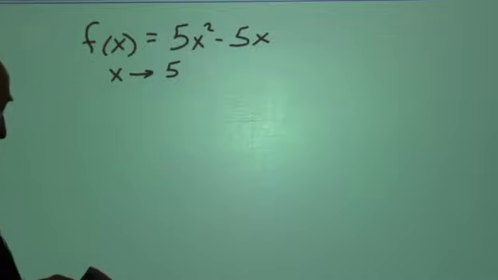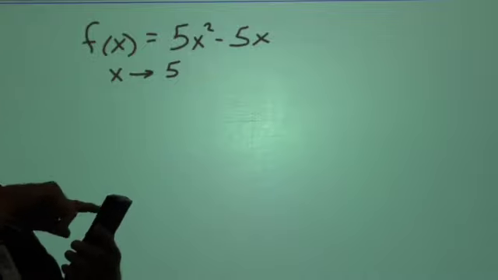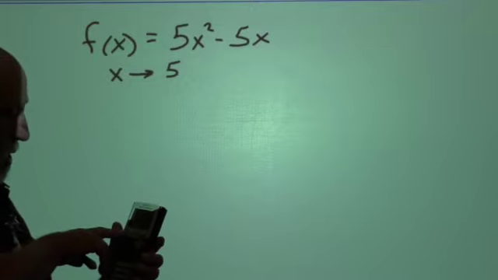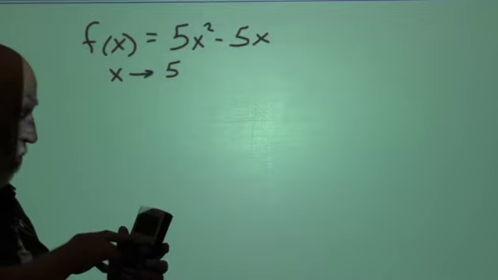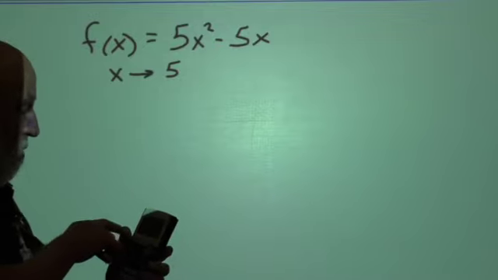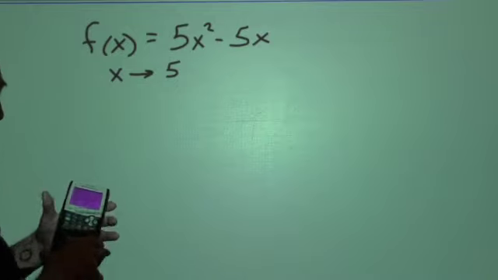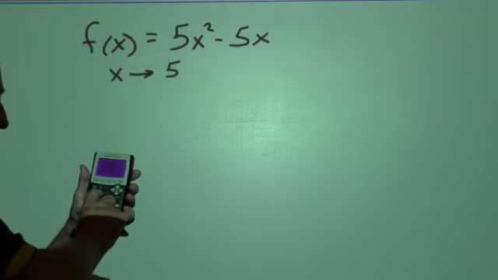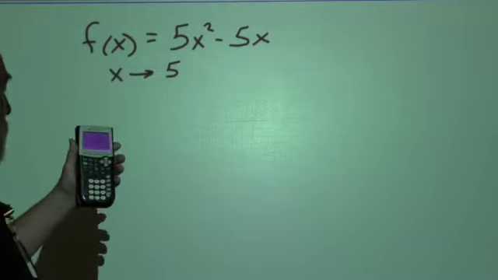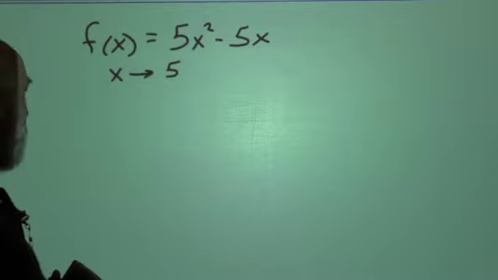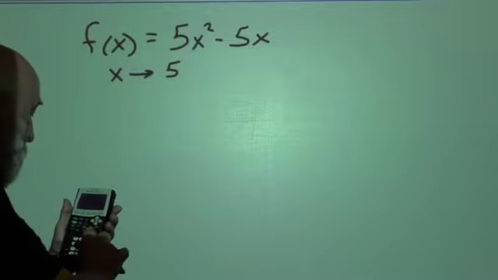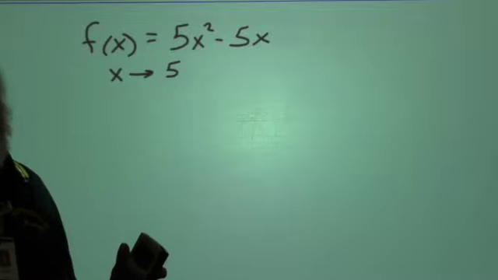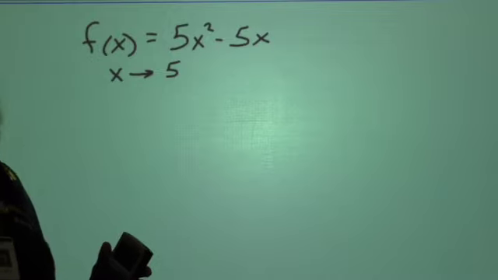So you're going to go to the lower left-hand part of your board, hit y equals, and then punch in 5, then you have this button here, X, T, theta, and n, hit that to get the x, then hit the x squared button, get the square in there, minus 5x. But don't hit graph, just get that calculation in.